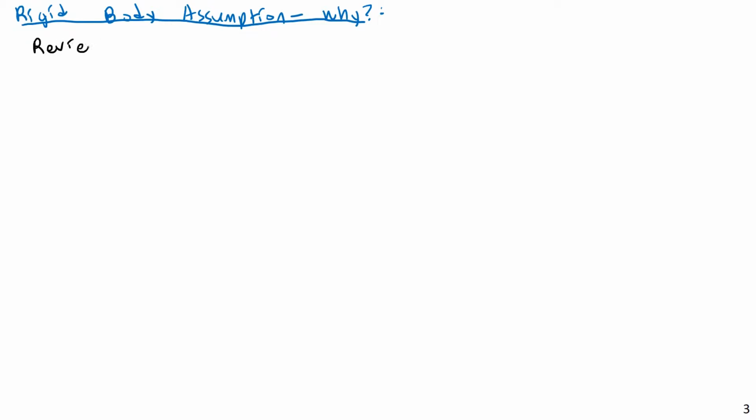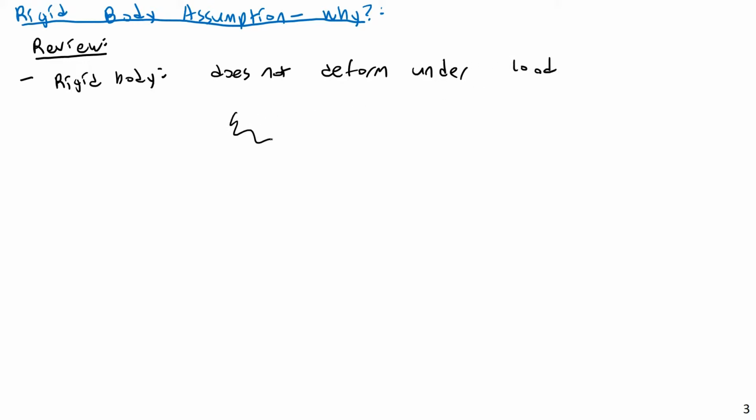What is a rigid body? If you're having trouble remembering, a rigid body is one that does not deform. A rigid body does not deform under load. So if we have an object of some particular shape and we apply a force to it, it doesn't stretch out. All real objects, if you apply a force to them, are going to deform in some manner. Now, that deformation can be very small.